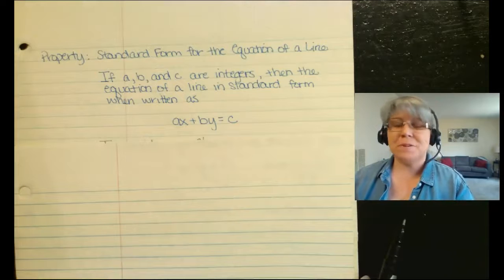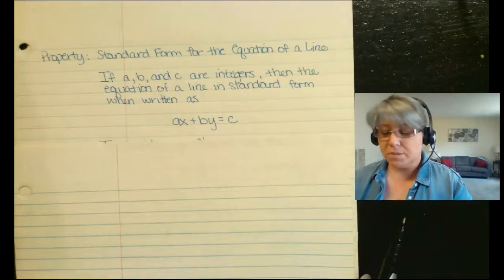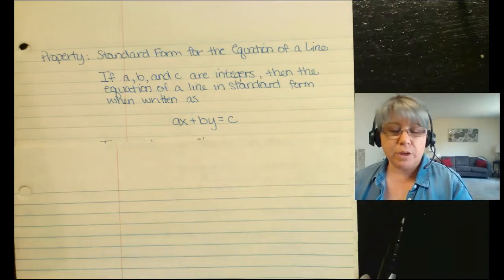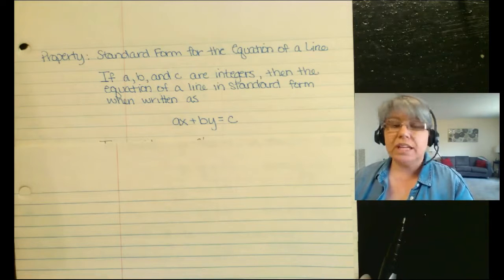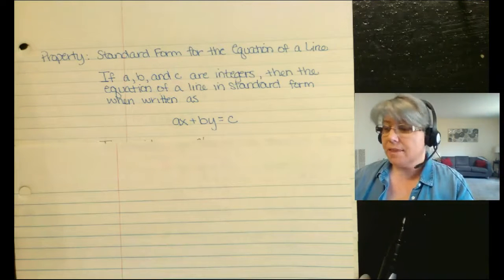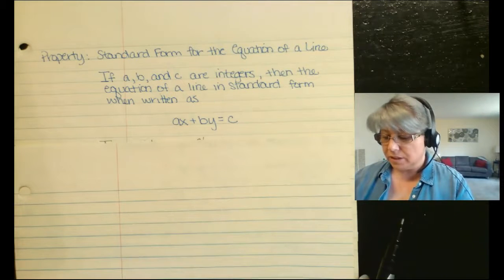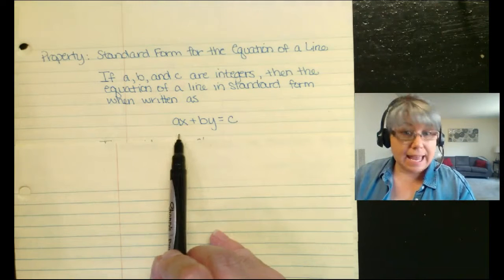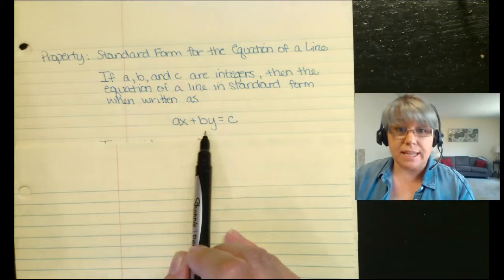I mentioned this before, standard form. So what exactly is standard form of the equation of a line? Well, if you're given integers a, b, and c, then the standard form of a line is written as ax plus by equals c.